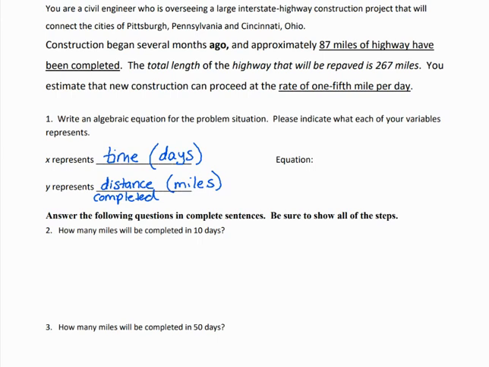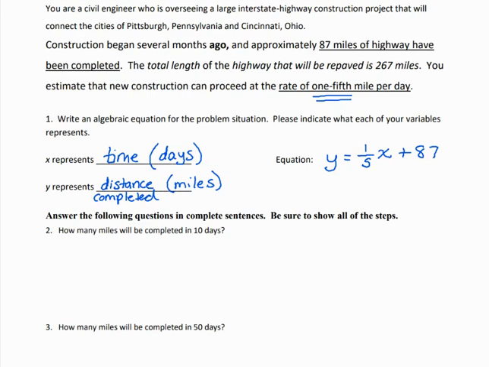All right, so our equation here, if we're trying to find our distance, remember that'll be Y equals, we're trying to find how much will be completed. So how much do we get done per day? It says 1/5 per day. So we'll have 1/5 times X, right? Per day is our time. So Y equals 1/5 mile times the amount of days. Plus, though, we already have how much completed? 87 miles. Good. So here's my equation.